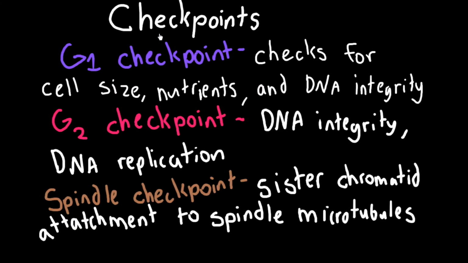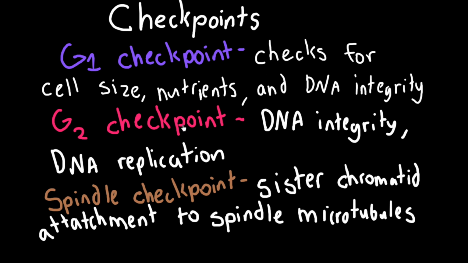And one last thing is that there's checkpoints, and what checkpoints are, they basically just check to see if everything is going correctly in the cell cycle. So the first checkpoint that's very notable is the G1 checkpoint, and what this checkpoint does is it checks for cell size, nutrients, and DNA integrity, which just means the DNA being created properly and being together. So this is on the first phase of the cell cycle, the phase where it's recovering from its past mitosis, and it's checking for that.